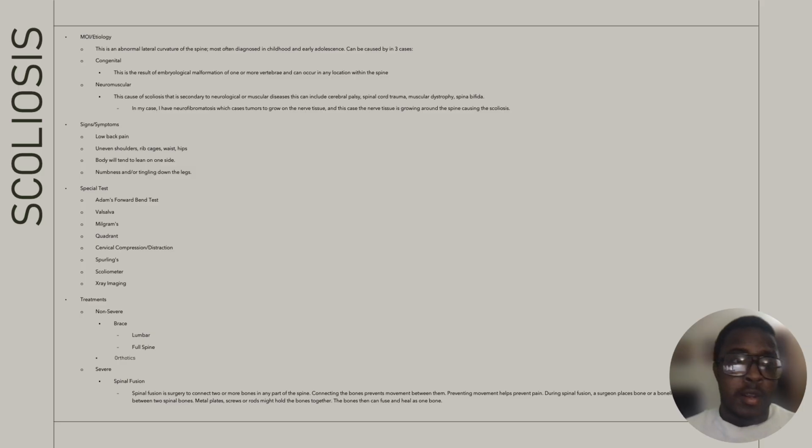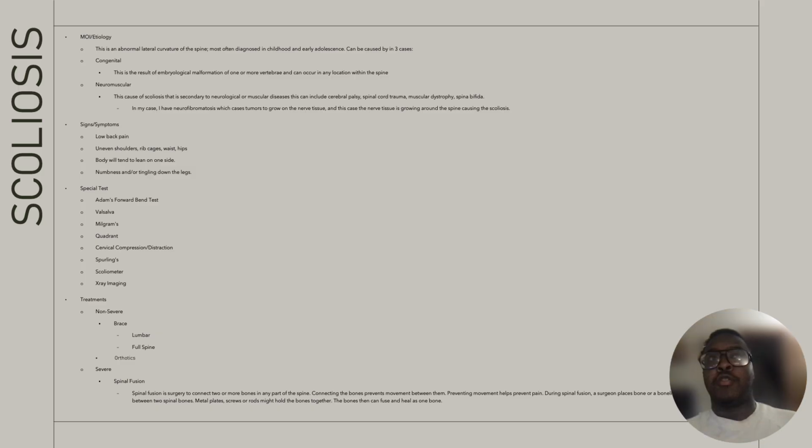One is the congenital way, where during the embryonic stage of life, the vertebrae malform or don't grow properly, making the curvature of the spine happen. Then, as the child is born, they have the present curvature. Or it could be due to neuromuscular causes, which is how I have it. From a neurological standpoint, I have neurofibromatosis, which causes tumors to occur throughout the body.